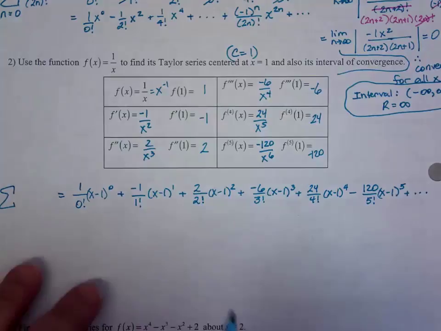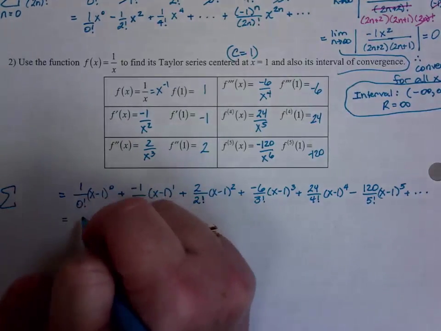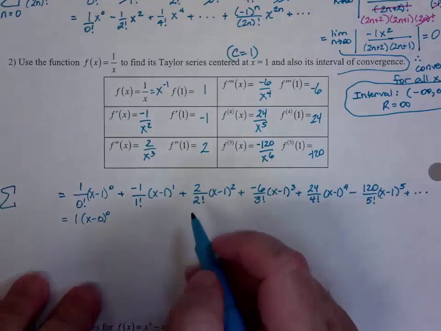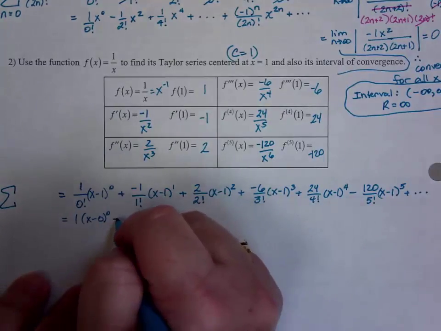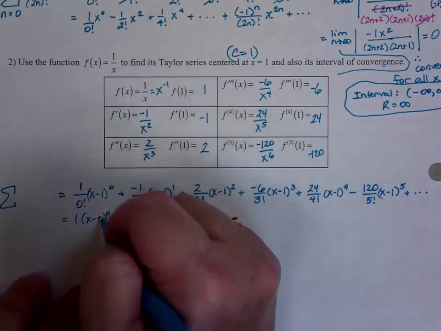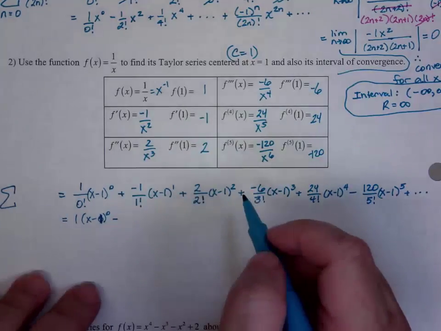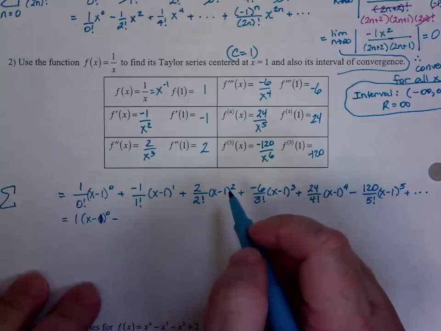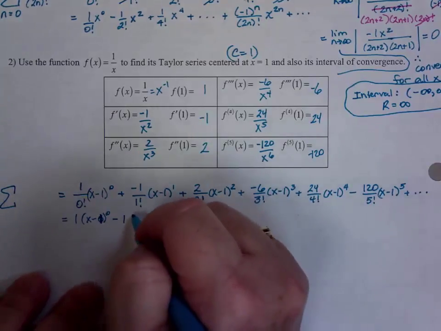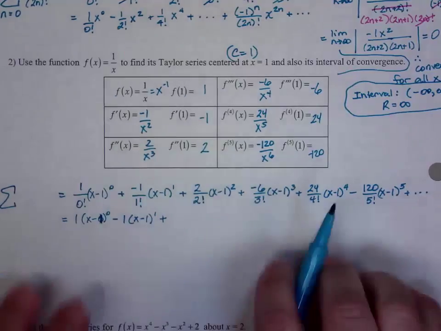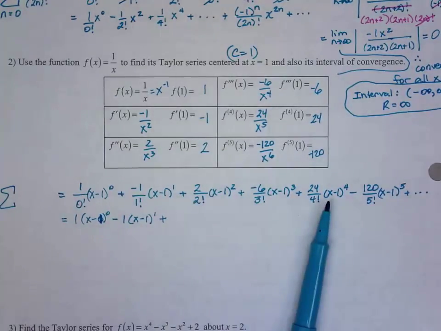1. It's just 1. And I'm going to go ahead and leave the x minus 0 there, because it helps to figure out how to do the... Wait, is it x minus 0? Or x minus 1. Thank you. Good catch. Next term. Negative 1, x minus 1 to the first. Agreed?